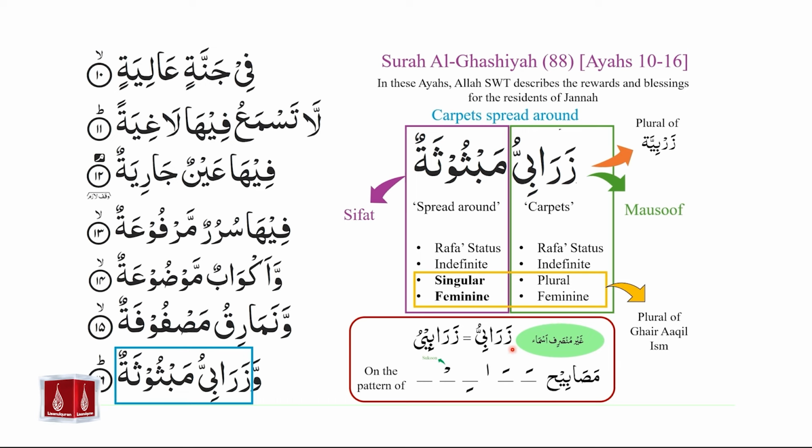Another way to write zarabiyu will be like this, where instead of the shad, we have ya written twice at the end of the ism. If we look at zarabiyu, it is written on the same pattern as masabi. And just like namariq was on the same pattern as masajid, zarabi is also on the same pattern as masabi. Zarabi, masabi. And that is why zarabiyu is ghair munsarif. A ghair munsarif ism will not accept tanween and it will not accept zair.